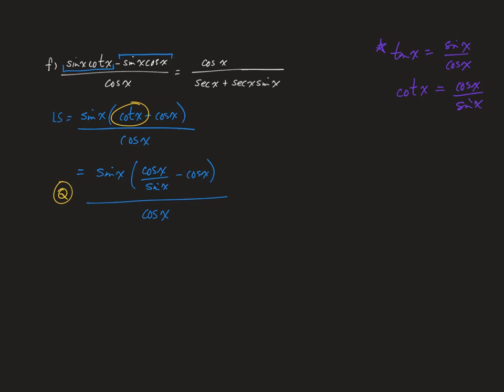Okay, now that I've subbed it in, I simplify. So on the inside of those brackets, I can get a common denominator. That common denominator is going to be sine x.